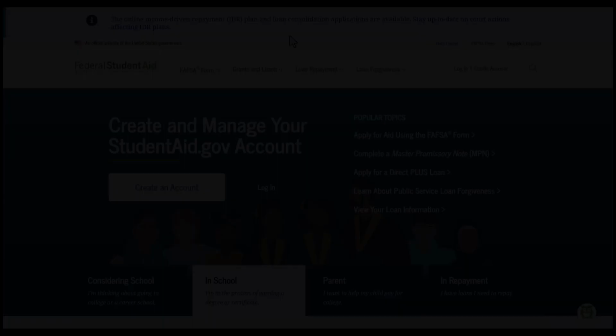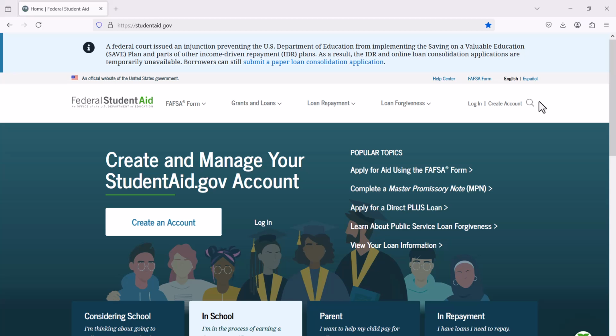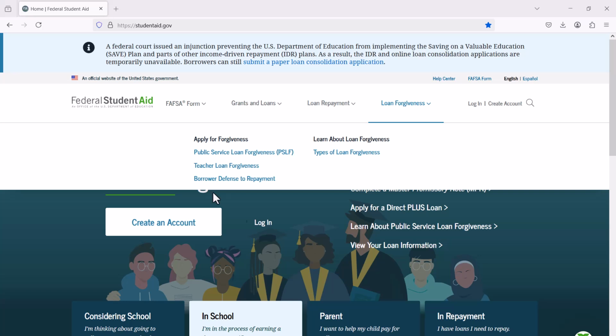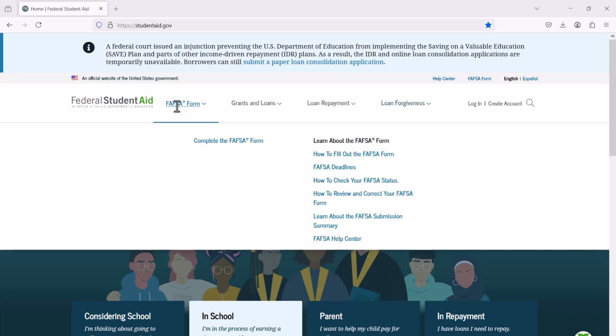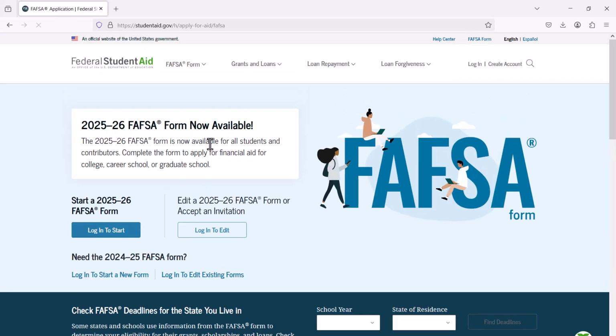Let's get started. The first thing you will need to do is go to studentaid.gov. Once you enter into the page, you will go to where it says FAFSA form, and then complete the FAFSA form. From there, you will see where it will say Start a 25-26 FAFSA form, or log in to edit or accept an invitation for a 25-26 FAFSA form. We are going to select Log in to start.